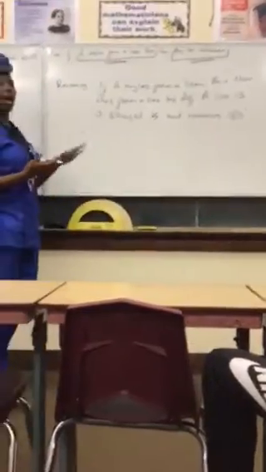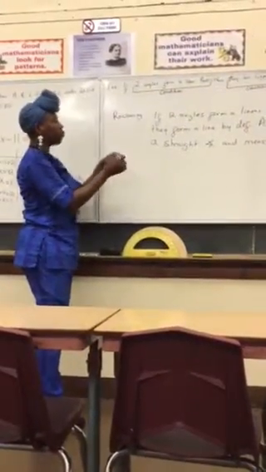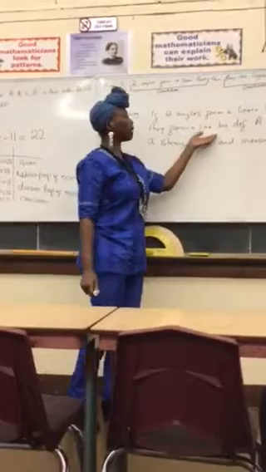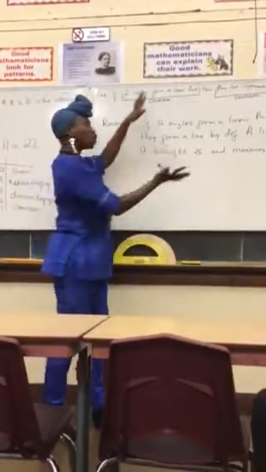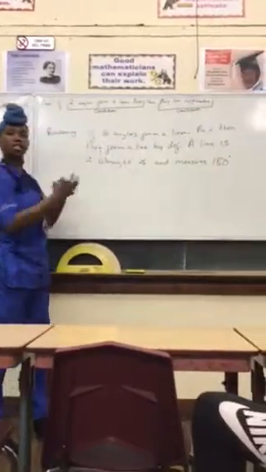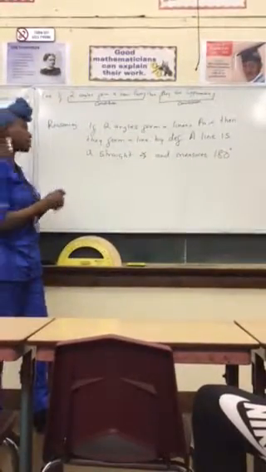So now we need to put these two together. We know that these two angles are forming a line, and we know that a line measures 180 degrees. So we need to put these two sentences together to see where that leads us.